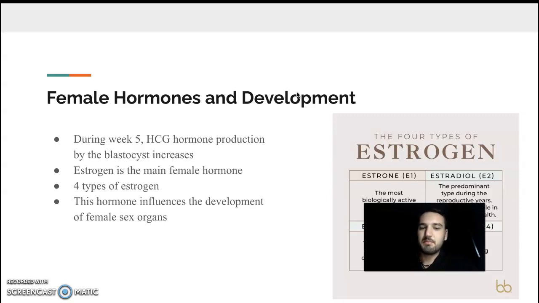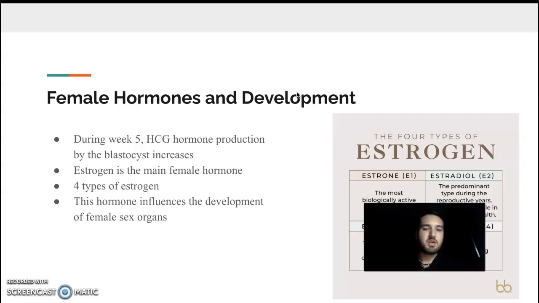And so this hormone plays a very important role in the development of female sex organs. And you could go one by one and notice the importance, such as estrone is the most biologically active. We see estriol is the predominant form of estrogen during pregnancy, and estetrol is very high during pregnancy. And estradiol is usually prominent during the reproductive years. But all in all, estrogen plays a very important role in female development.